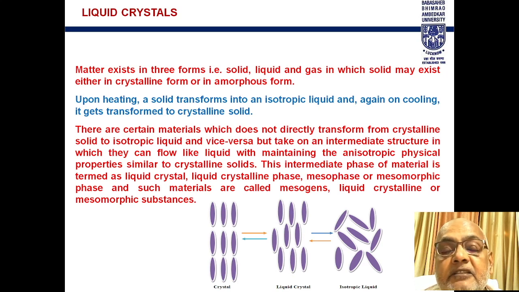There are certain materials which do not directly transform from the crystalline phase to the isotropic phase or vice versa, but take on an intermediate structure in which they can flow like a liquid while maintaining anisotropic physical properties similar to a crystalline solid. This intermediate phase of material is termed liquid crystal, liquid crystalline phase, mesophase or mesomorphic phase, and such materials are called mesogens, liquid crystalline or mesomorphic substances.